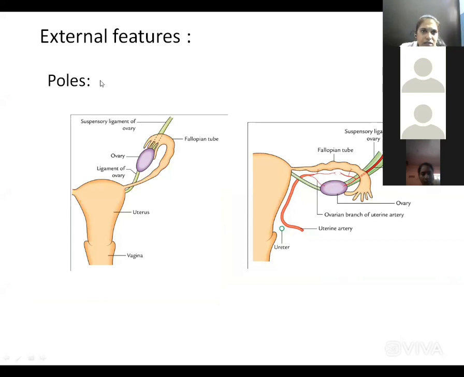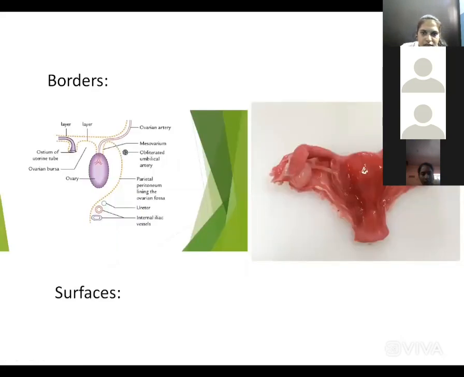Now external features, we have seen about the poles, that is the upper pole or tubal pole, lower pole or uterine pole, and here is the tubal pole and here is the uterine pole. Borders. Now see in this specimen over here, this is the uterine tube and this is the broad ligament of the uterus and these are the ovaries. So to this broad ligament, the ovaries are attached from the posterior side.